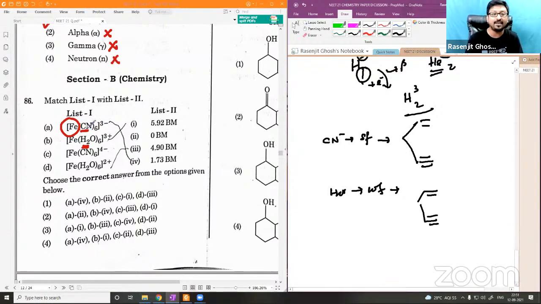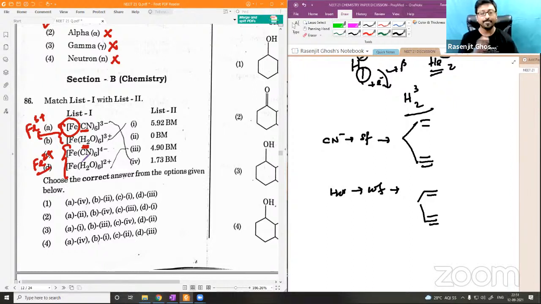And here, if you can see, in [Fe(CN)6]3- and [Fe(H2O)6]3+, in these 2 cases, iron is in +3 oxidation state. And in these 2 cases, iron is in +2 oxidation state. Now the question is, which one is which? Here, you have to do a little bit of calculation. You have to do the electronic configuration.